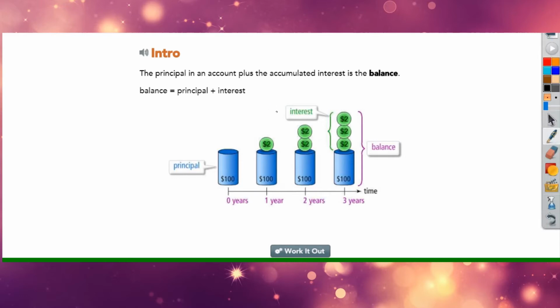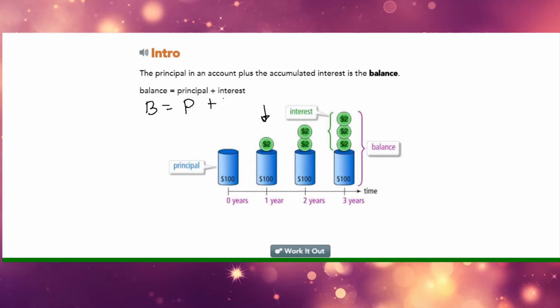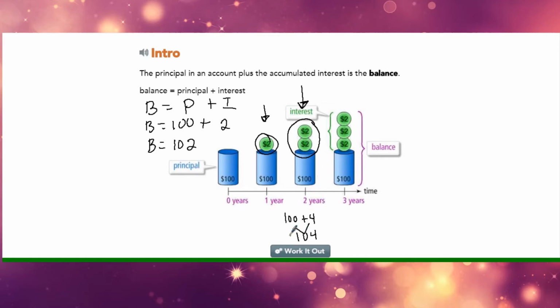If we look here to figure out what the balance is, let's go ahead and look at year 1. The balance formula, you'll see it written as B equals P plus I, which is the balance equals the principal plus the interest. So year 1, our principal is $100 and our interest is $2. So that means our balance at year 1 will be $102. And we can do the same thing here to figure out after 2 years. The balance is the principal, which is $100, plus the interest, which is 2 plus 2, which is 4. So that means the total balance at year 2 is $104.